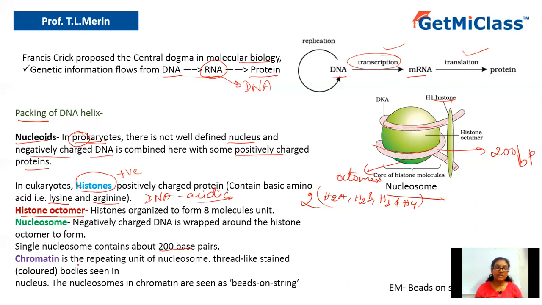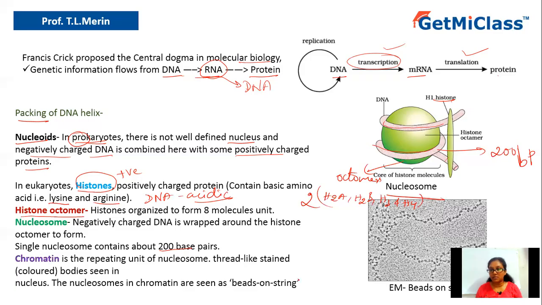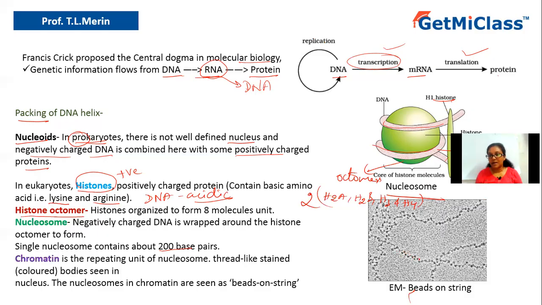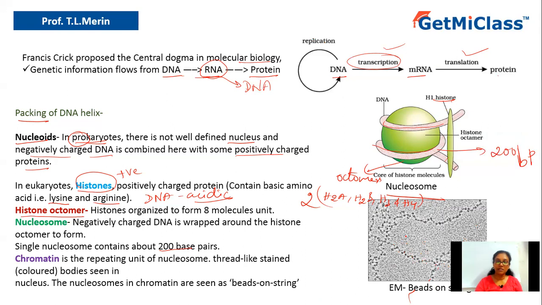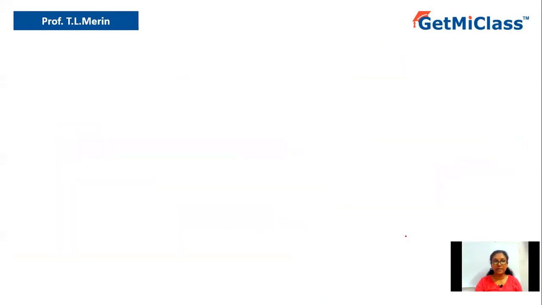The chromatin is the repeating unit of nucleosomes, the thread-like stained colored bodies seen in the nucleus. So nucleosomes in chromatin look like beads on a string. Look at this picture, where the chromatin network, in the presence of nucleosomes, looks like a beads-on-a-string structure. So that's about the packaging of the DNA.